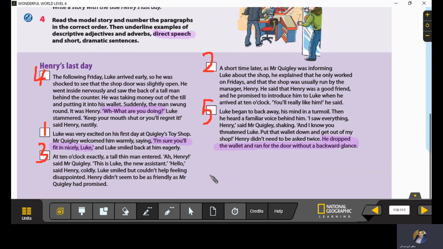Okay. We need some adjectives. If you want some descriptive adjectives and adverbs, we have here slightly open. Let me get another example. For example, nervously, okay, and friendly. These are some examples of descriptive adjectives. So this is a style of writing. These are some styles of writing. I hope you can do it in your own way.